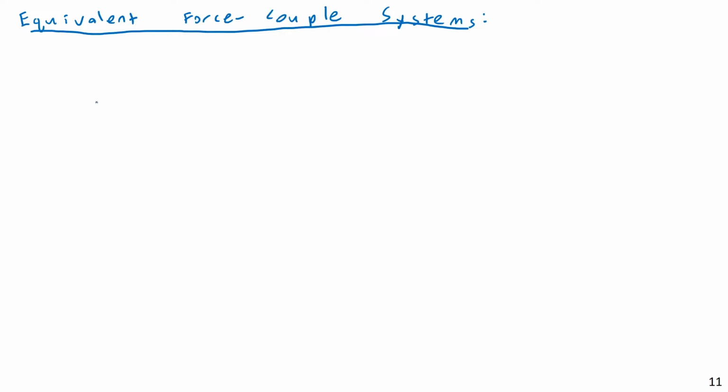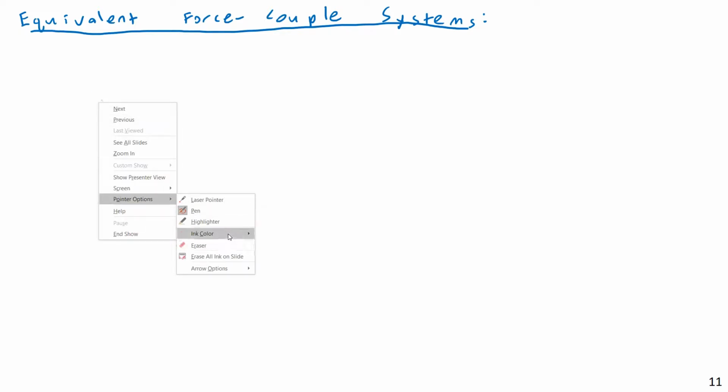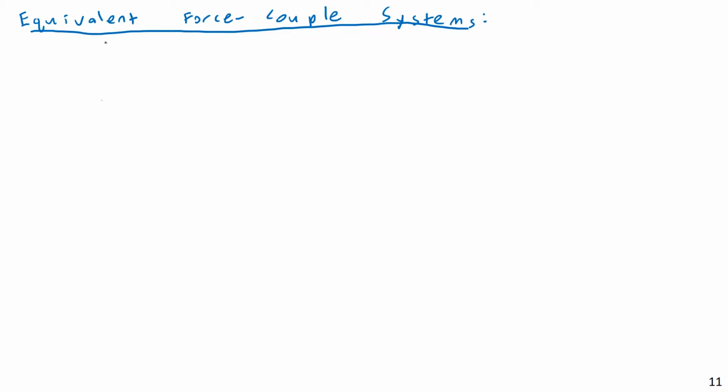Now, for equivalent force couple systems, we're going to take this one step further. We know previously that where a force is applied matters. In other words, an object will rotate or behave differently or experience different restraining forces depending on where you apply a force to it. So I'm not talking about a couple, I'm talking about applying a force to a body.